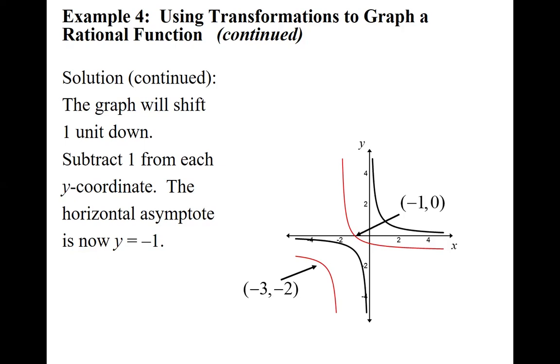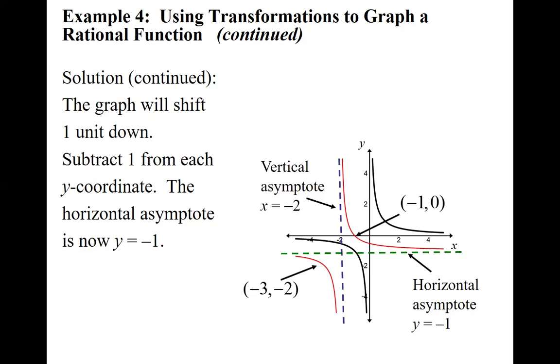The 2 points are now at -1, 0 and -3, -2. Down 1 is subtracting 1 from each y-coordinate. Horizontal asymptote moved down 1. Vertical asymptote stayed at -2. So we've taken our 1 over x and we've shifted it 2 to the left and 1 down to give us 1 over x plus 2 minus 1.